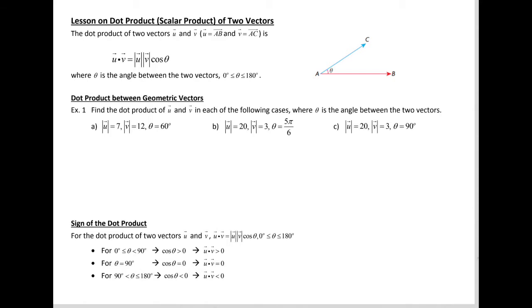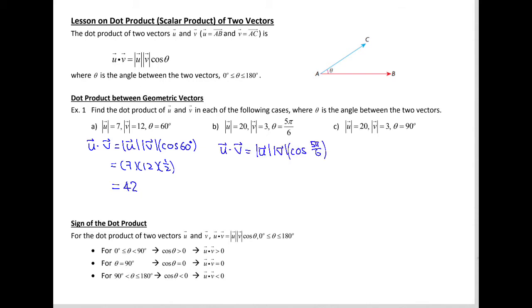Part A. First, we write down the formula for dot product. Second, we substitute the values that we know, and we know cosine 60 is a half, then we get a dot product of 42. Part B. First, we write down the dot product again. Second, we substitute the values that we know, and we know cosine 5 pi over 6, which is equivalent to cosine 150 degrees, which is negative square root 3 over 2. Then we get a dot product of negative 30 root 3.